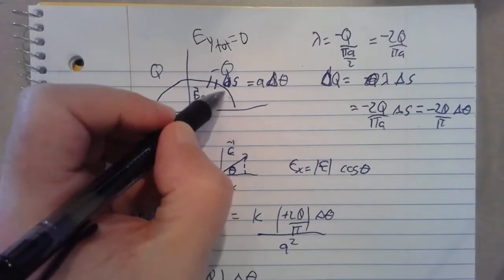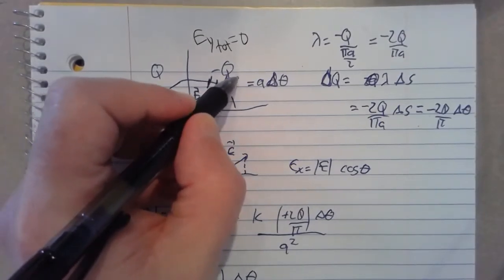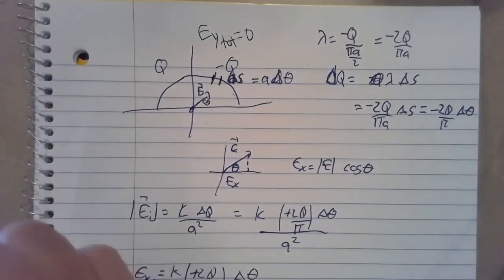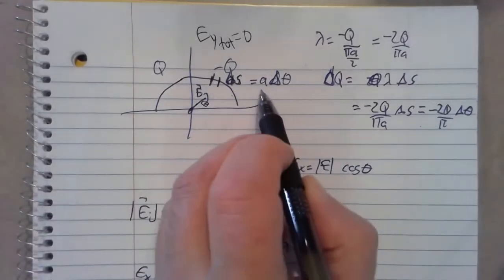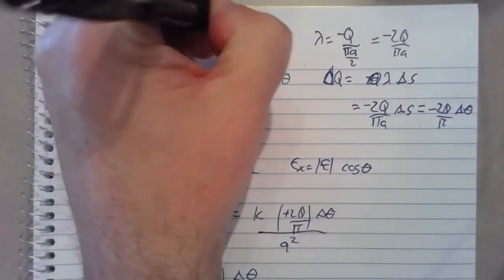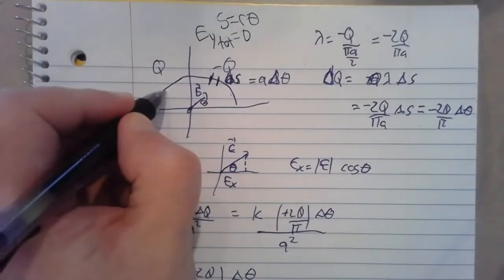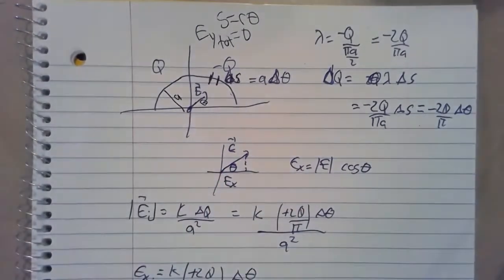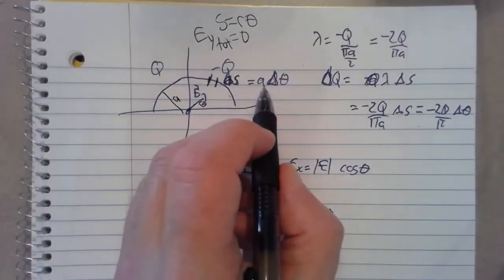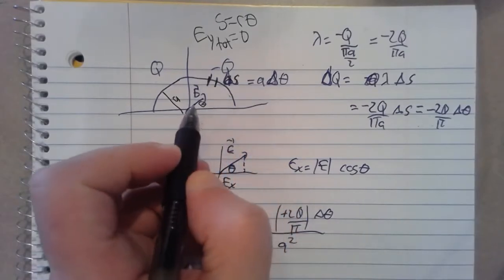So I break up this arc into this little chunk here. Call this a little delta S. Now I know from experience from doing this problem, it's easier to integrate over theta, so I'm going to convert delta S into A delta theta. Remember, arc length, S equals R theta. Well, R here, our radius, we called A. So my little delta S has length A delta theta, whatever that change in angle would be.